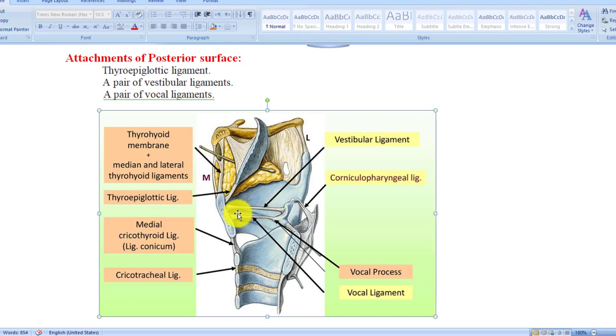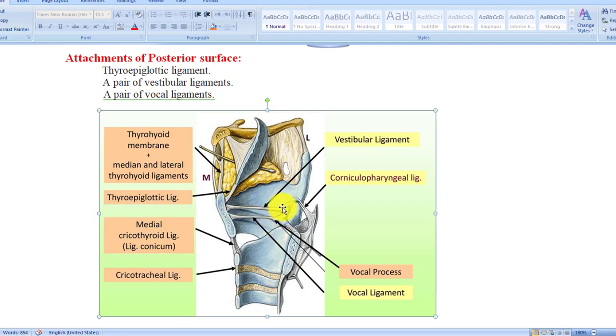So one on the right side, one on the left side. Okay, and then there is a pair of vocal ligaments. So there are vocal ligaments also attached to it. So three important attachments: thyroepiglottic ligament, then there is the vestibular ligament, right, two in number, and then there is a pair of vocal ligaments.